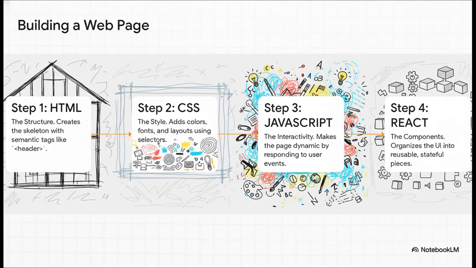Building a modern web page is all about layers. You start with HTML. That's the bare-bones skeleton of the page. Then, CSS comes in like an interior designer, adding all the colors, fonts, and layouts to make it look good. But it's still just a pretty picture until JavaScript arrives. JavaScript is the spark that brings it to life, making things happen when you click and scroll. And for really complex apps, we use a framework like React to organize everything into neat, reusable pieces.